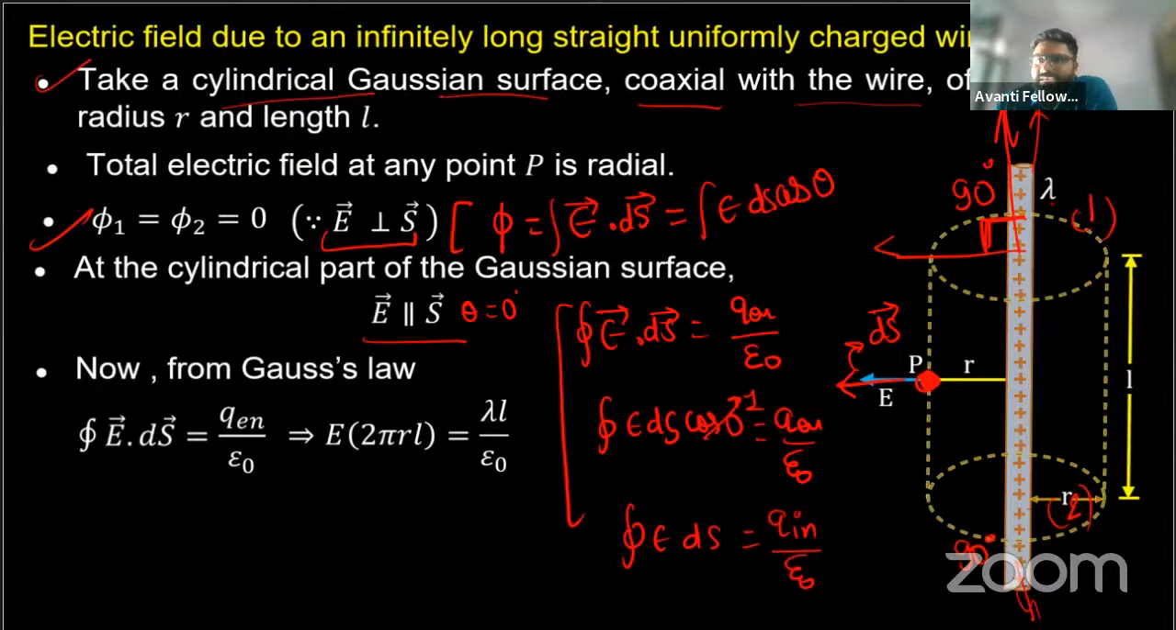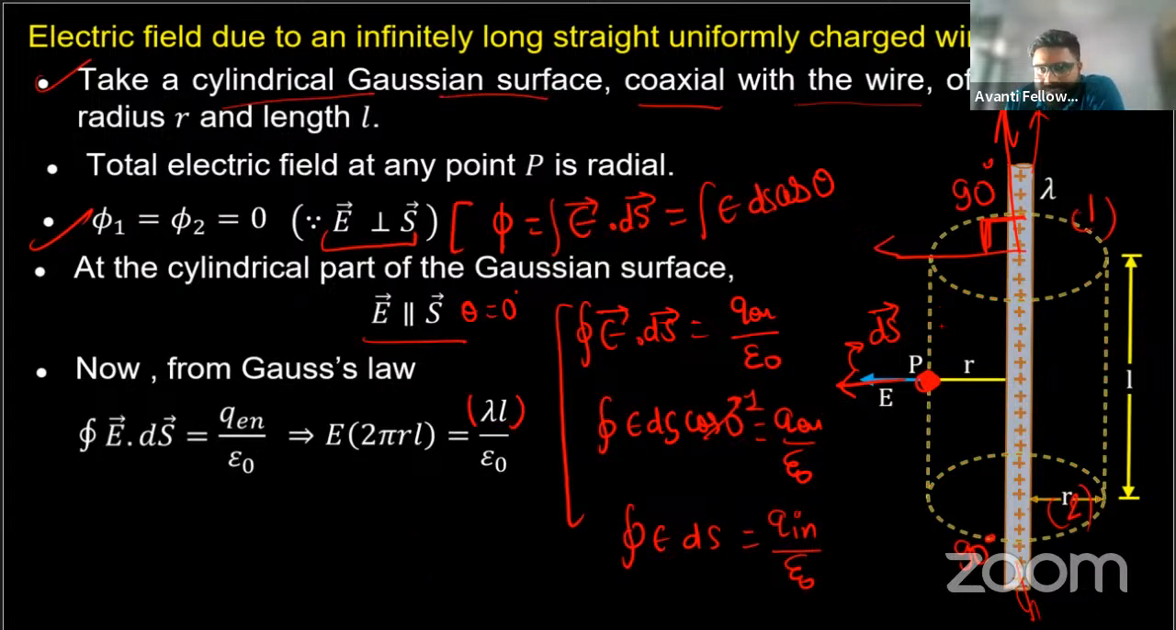Since this is a linear charge distribution, lambda is equal to the line charge density. If I multiply this lambda with the Gaussian cylindrical length, which is L, this is the value of charge enclosed by the Gaussian surface. Okay? Lambda into L. I have told you many times how to calculate this charge. So the charge enclosed here will be lambda into L.